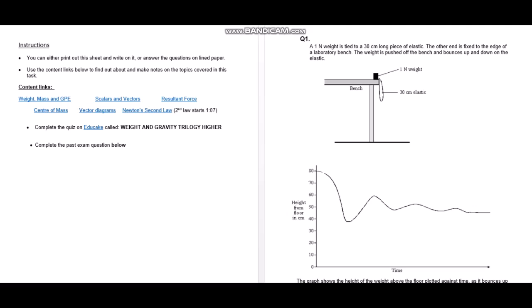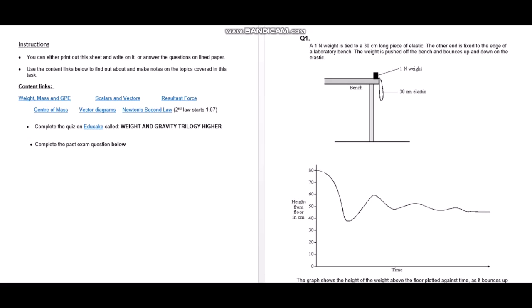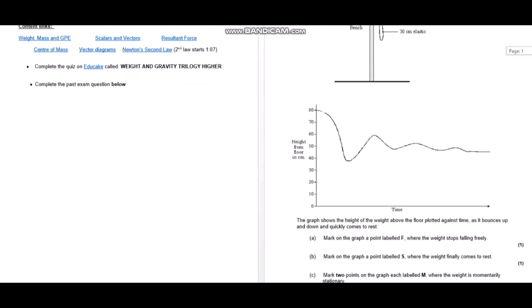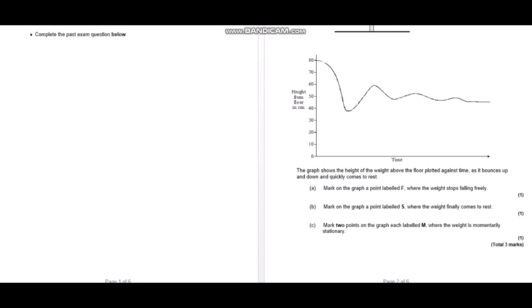So have a look below. We can see there's a graph which on the y-axis has height from the floor in centimetres, and along the x-axis is time. The graph shows the height of the weight above the floor plotted against time as it bounces up and down and quickly comes to rest.